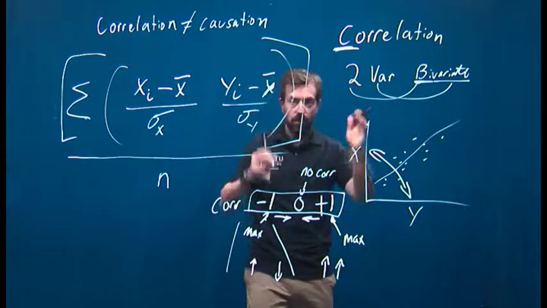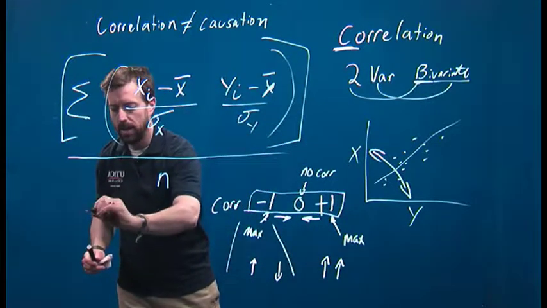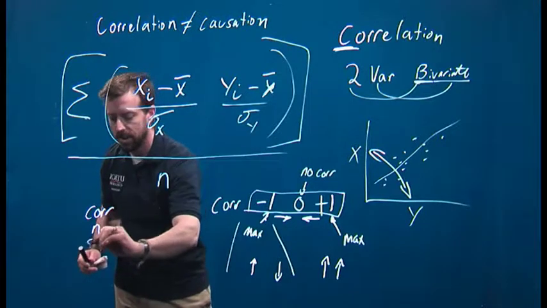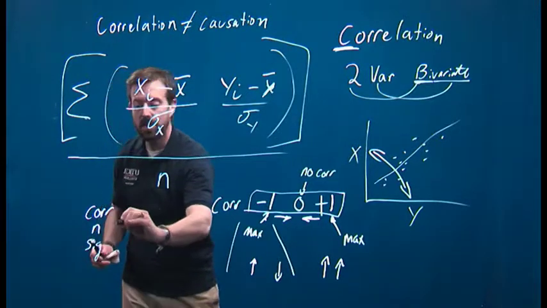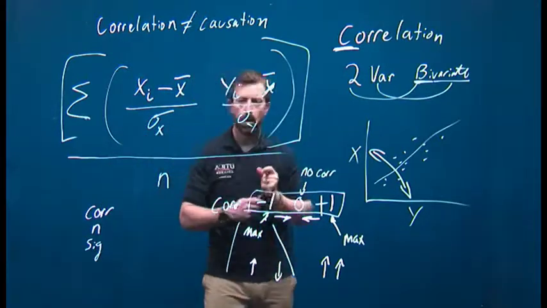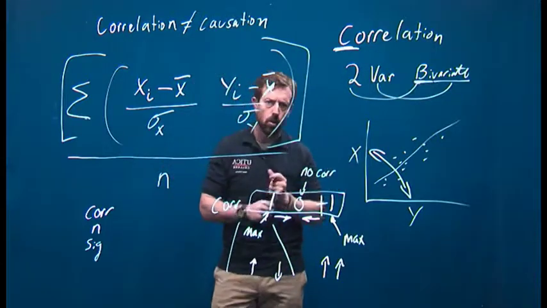When you see a value, you're going to get 3 values from any good statistical package: the correlation value, the n, and then the significance. The n is the number of values that determine that correlation. And that's very, very important. The higher the number, the stronger the correlation can be.